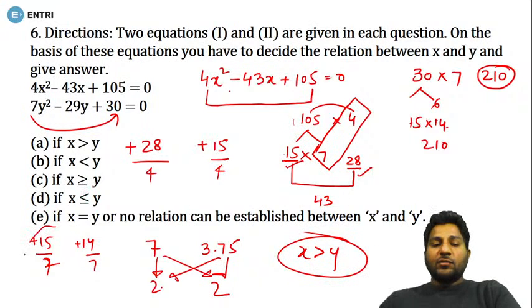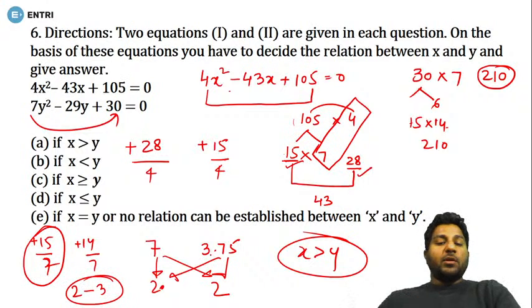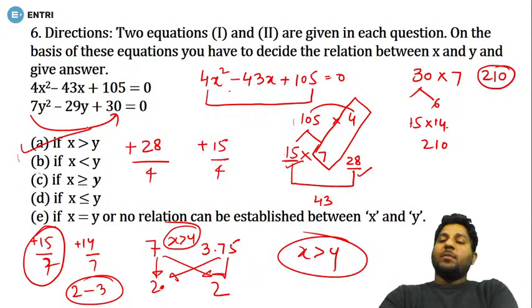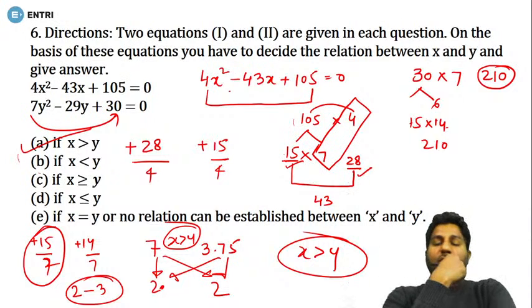You don't have to solve this one fully, because you know that the value will come as 2 point something. The value will come in between 2 and 3. And if you are below 3, that means x will always be greater than y. So your option A will be the correct one. Now tell me, A is the correct option.